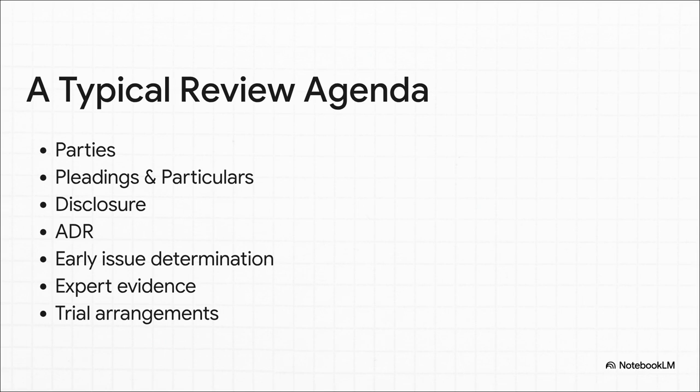Well, paragraph 16 basically gives you the agenda, a checklist. At every single review, the judge is going to be running through the state of the pleadings, what's happening with disclosure, whether you've considered mediation, expert evidence, trial plans, the works. You should use this list to prepare for every single review hearing you have.